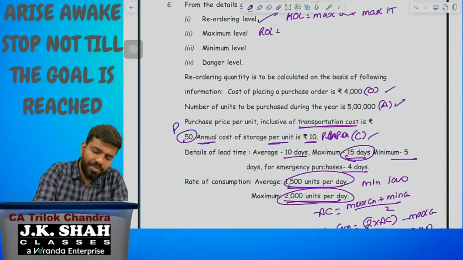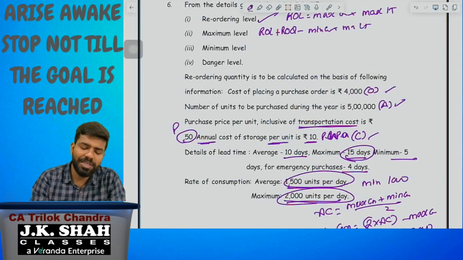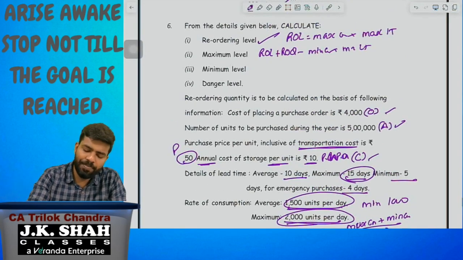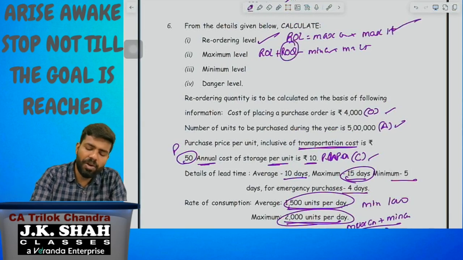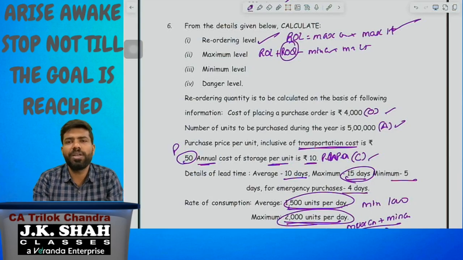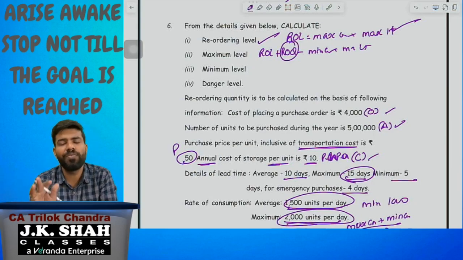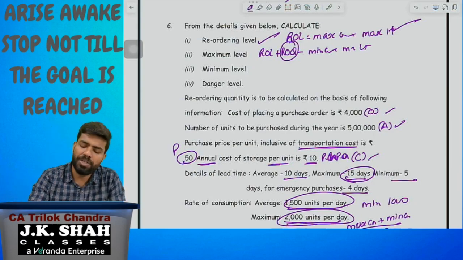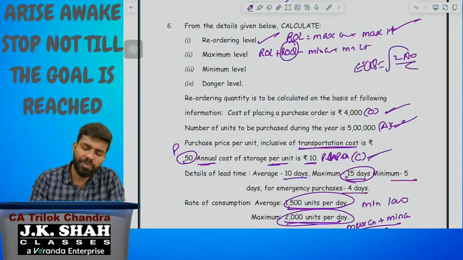Maximum level: reorder level plus reorder quantity minus minimum consumption into minimum lead time. Here what is missing? Reorder level we just calculated, that is known. Reorder quantity is not given in the question. We need to calculate it. In the absence of information, we are going to calculate using EOQ, so that is the only option. EOQ equals root of 2AO divided by C. A, O and C are given. Using that we are going to calculate the EOQ.